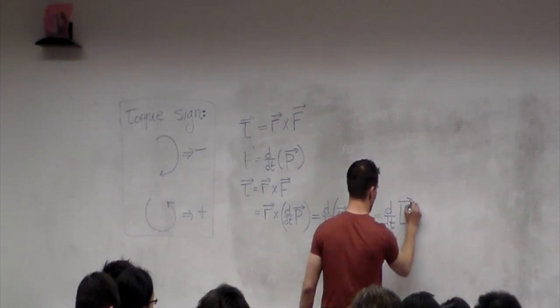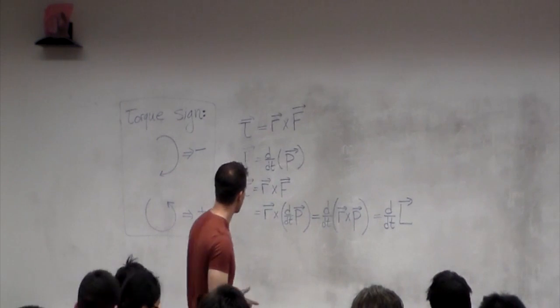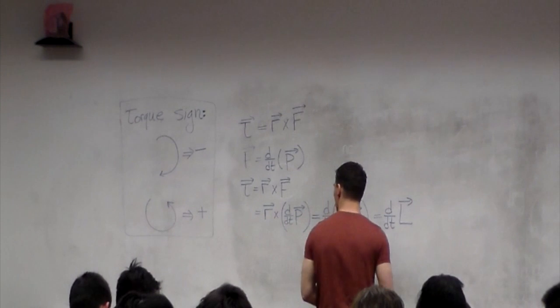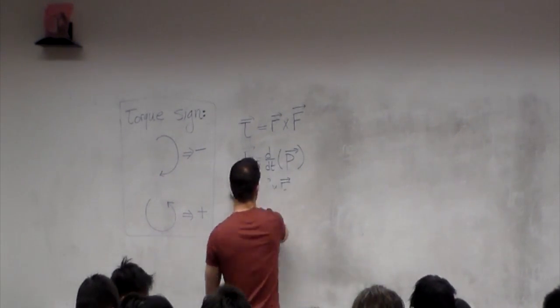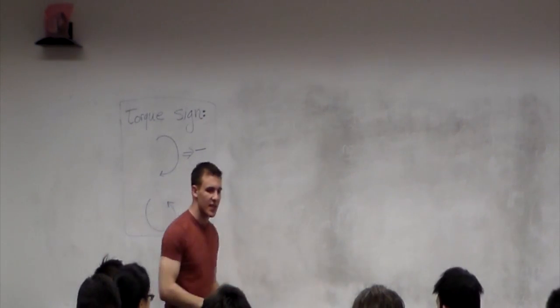Say that this is called the angular momentum. Right? So torque equals the rate of change of the angular momentum, in the same way that force is the rate of change of the linear momentum. So I use angular momentum in essentially the same way as I use linear momentum.